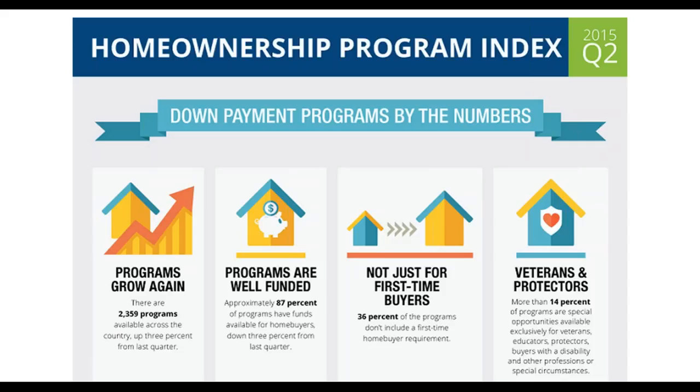We look at how many programs are funded. At last count, we were approaching 2,400 total programs nationwide, and 87% of those were active, funded, available, and ready for buyers walking in the door. 36% of those did not have a first-time homebuyer requirement. One of the common misperceptions about these programs for down payment and closing cost help and tax credits and so forth is that they're only for first-time homebuyers, and that's not the case. 14% of these programs were for targeted audiences: veterans, police officers, firefighters, nurses, educators, teachers, and so forth.